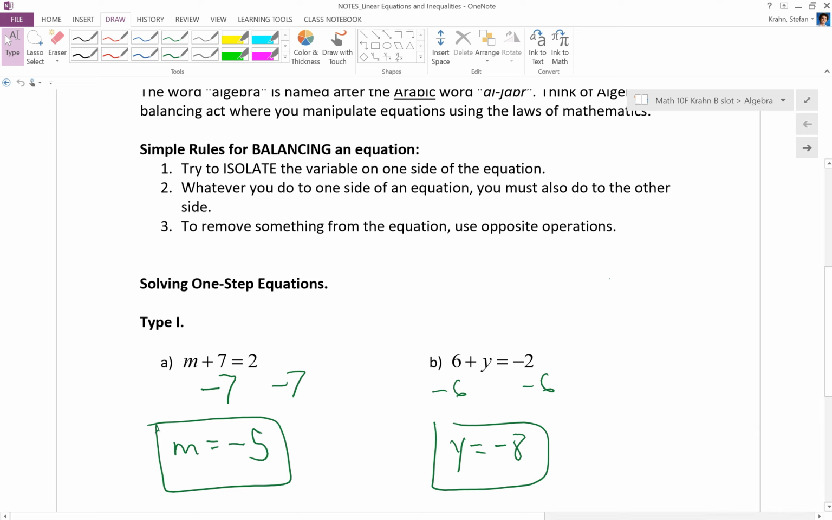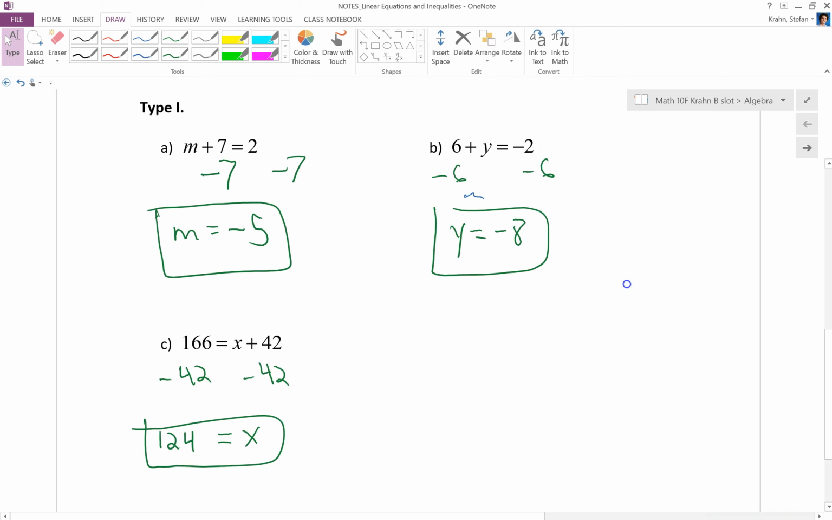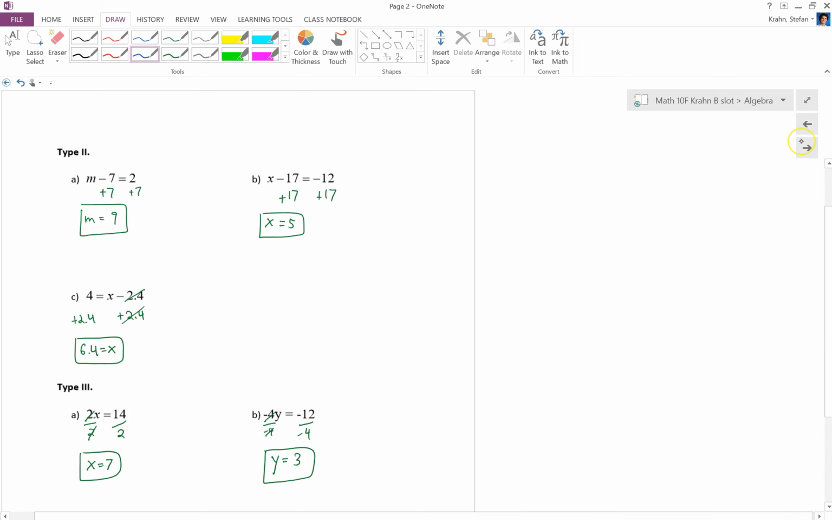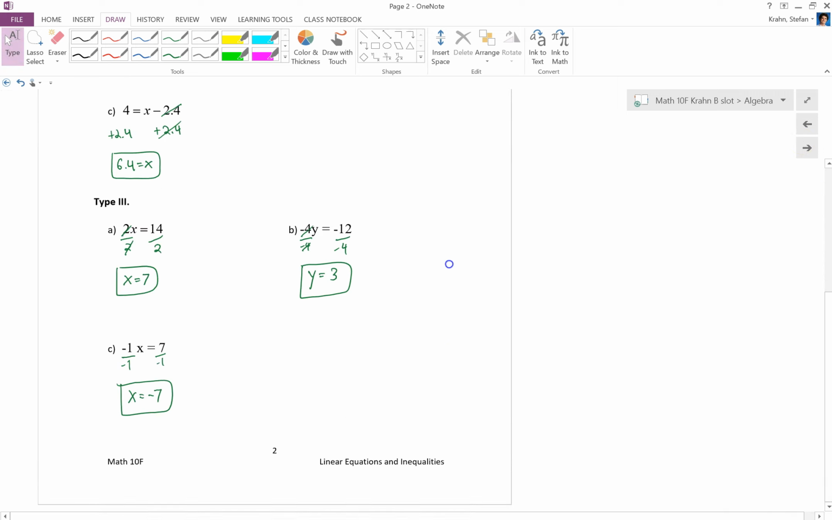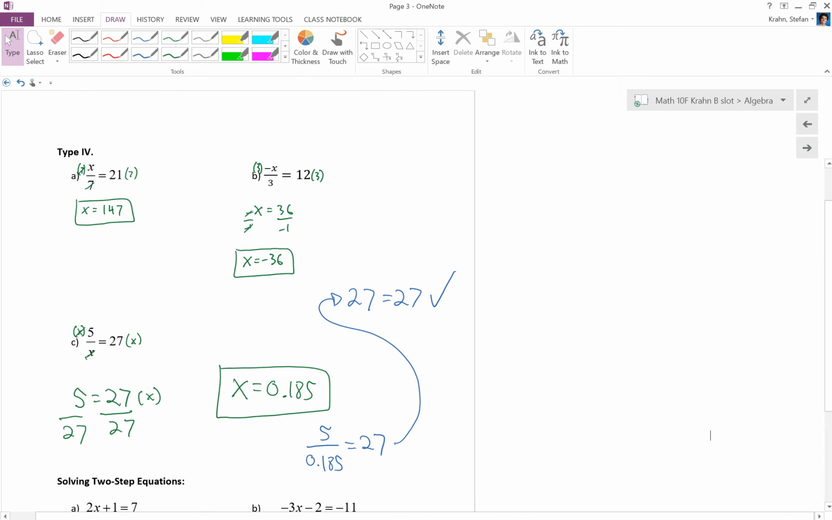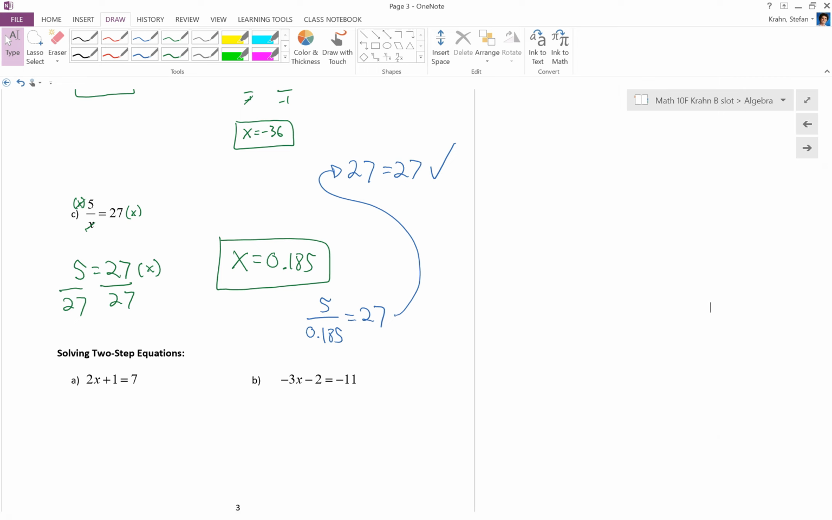So you'll remember one-step equations, we either had to subtract or add to get the variable by itself. So there was the type 1 type. Then we also did type 2 where you had to add something to both sides, type 3 where you had to divide, and type 4 where you had to multiply. So two-step equations just take 2 steps, and once we do the first one, they actually turn into a type 1 equation. So let's give these a go.